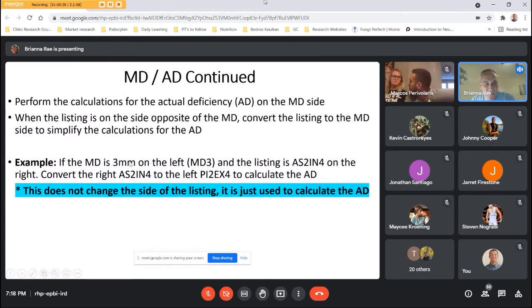So if the MD is 3 millimeters on the left and the listing is AS2IN4 on the right, then we want to convert that right ilium listing AS2IN4 to a left PI2EX4, because that's the side the MD is on. That might make it easier for you to calculate the AD. By doing that, it doesn't mean you change the side of the listing. You're just doing that as a mental exercise to help you keep straight how that femur head is going to behave upon correction to give you the correct AD.